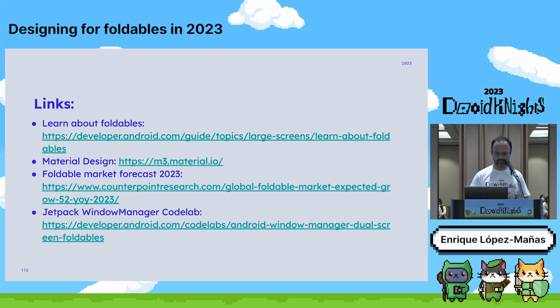This is the research that I pointed out in the beginning from Counterpoint Research. They actually have more data about foldables. I think it's an interesting read. And the link at the bottom is the codelab for Window Manager. It includes a lot of things that you can do with dual screens. I think it takes like two to three hours to finish, and in general, if you're interested, it brings a lot of ideas that you can apply to work with foldables and not only foldables.